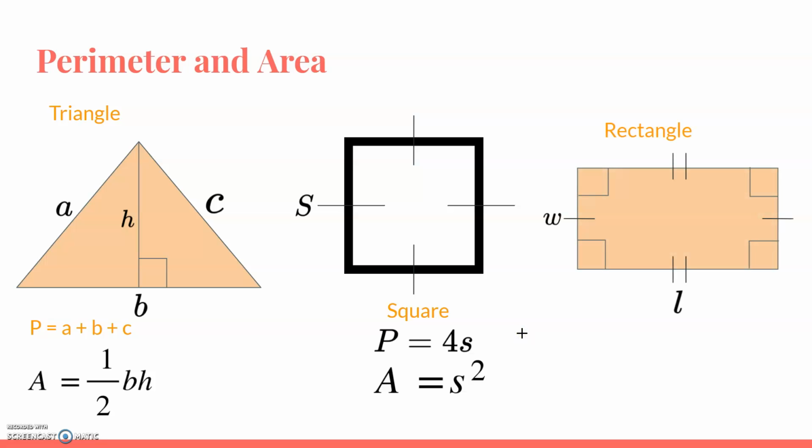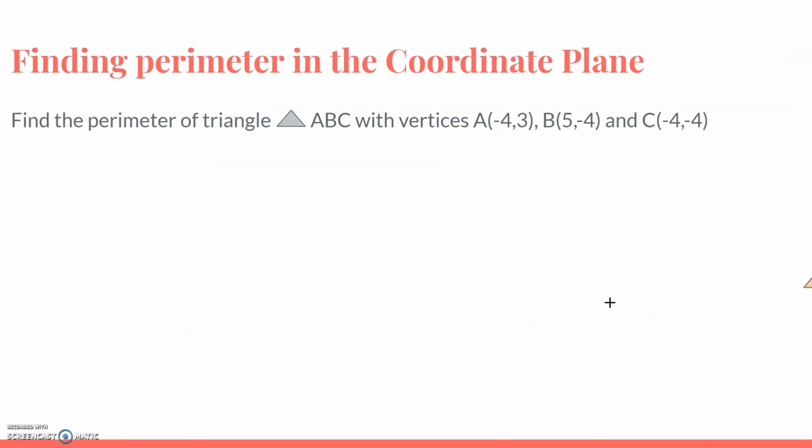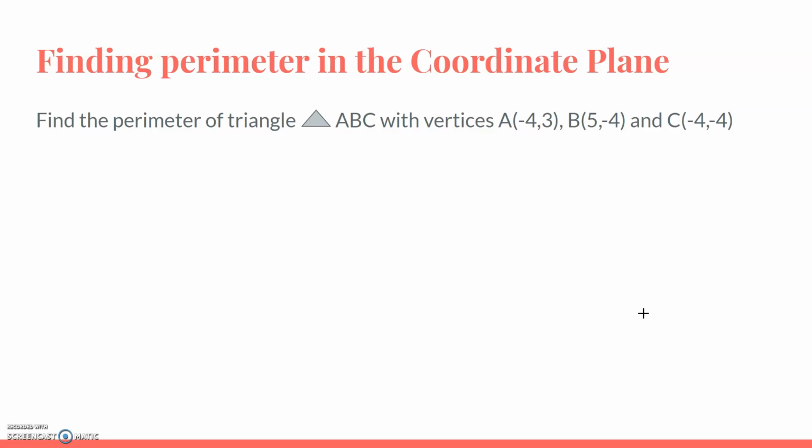Next, to take a look at the rectangle. These single lines represent that these 2 sides are equal, this side and this side. These 2 lines represent that this side and this side are equal. There's a right angle at each intersection between the sides. It creates 90 degrees. The shorter side is the width and the longer side is the length. So the perimeter is going to be 2 times length plus 2 times width, and the area is going to be length times width.